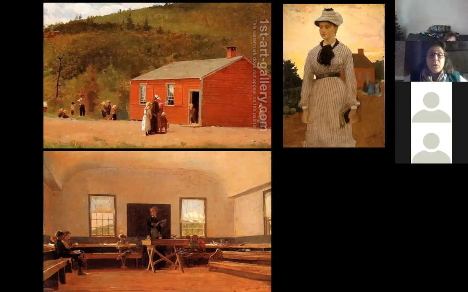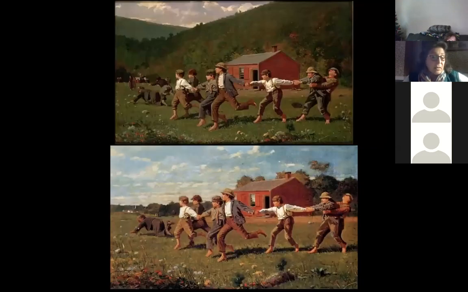And so to these images, then, he painted this series. He painted three images. The top one is in the Metropolitan Museum. The bottom one is in the Butler Institute in Ohio. The names of the paintings are called Snap the Whip. Snap the Whip is another game that was played by children in the fields during recess.